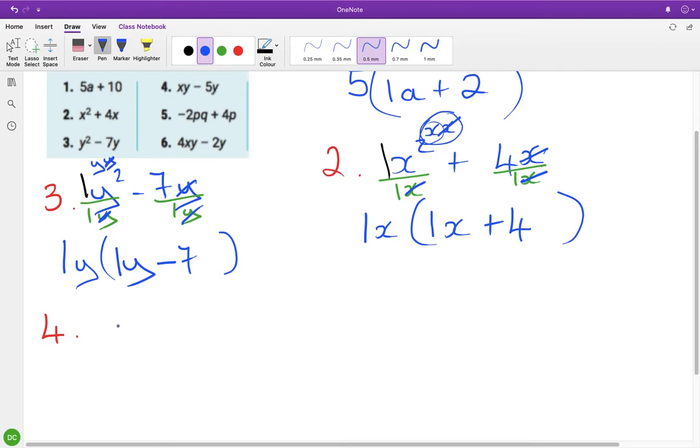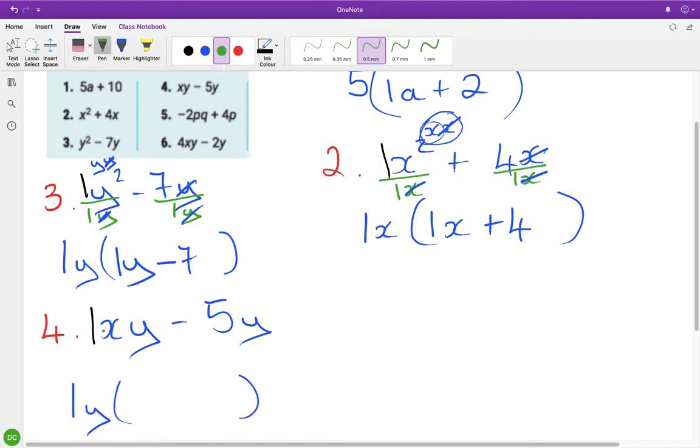xy minus 5y. So we have an invisible 1 again. So common factor is 1 for the numbers. And here we have an x and a y, and here we have a y, so we have a common y. Open up my bracket. Divide this by the common factor and divide this by the highest common factor.